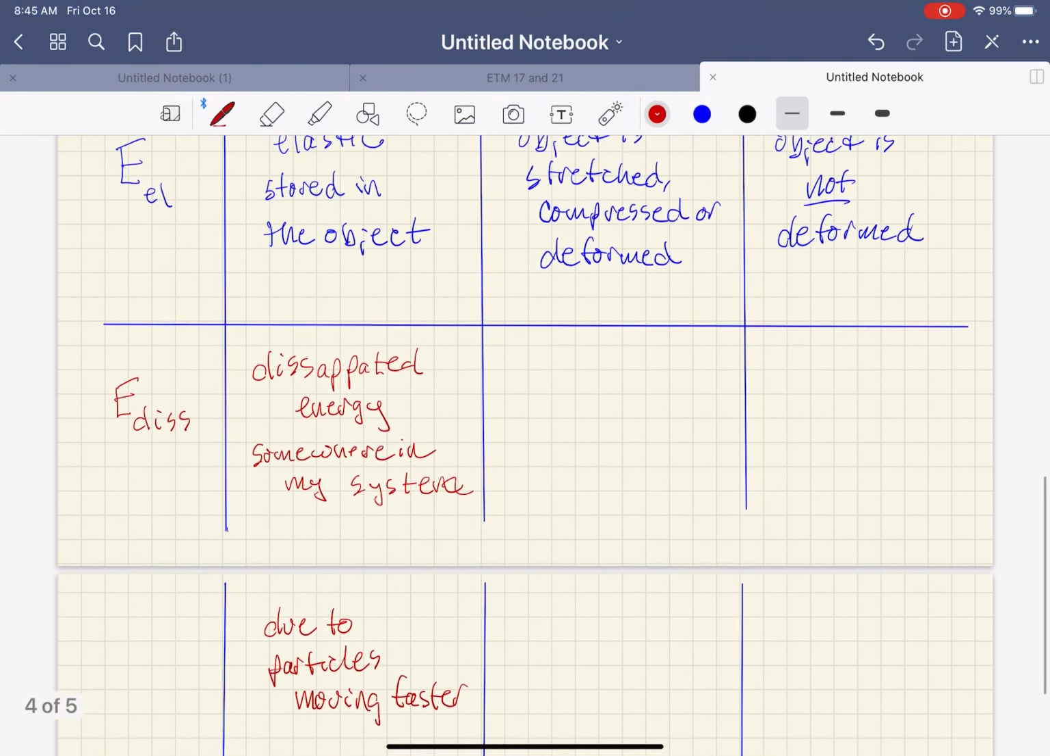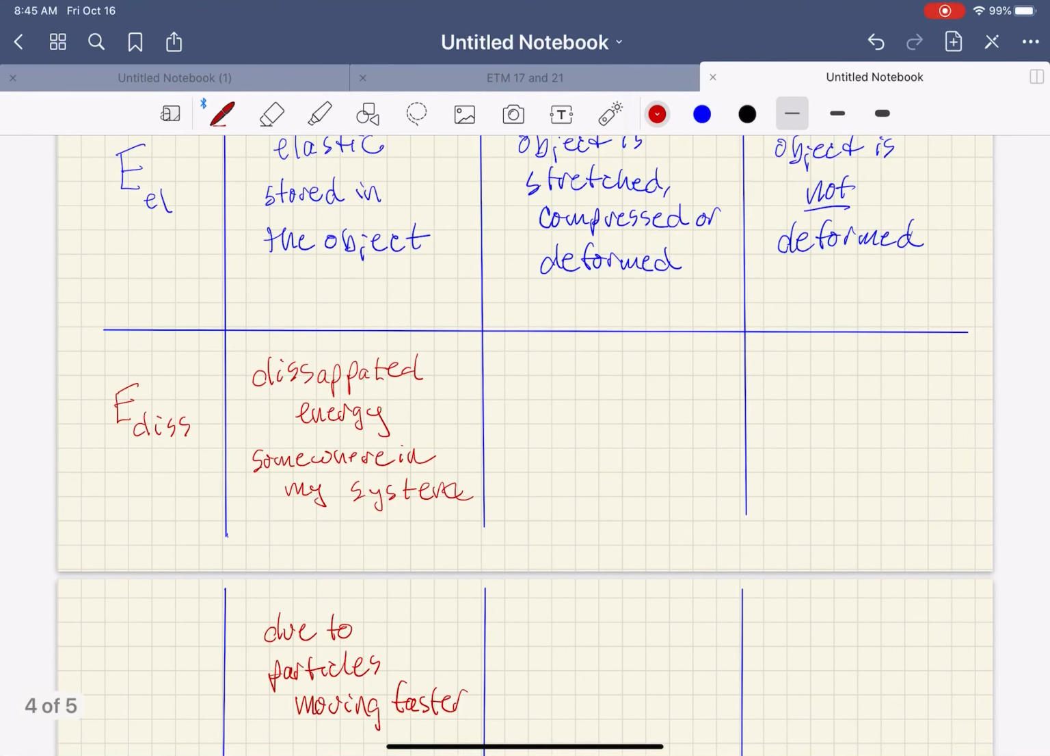It is present when there is friction and some type of collisions. When I hit my hands together, or if I would hit my head against the wall, there would be some dissipated energy. And it is zero when there is no friction, no collisions.